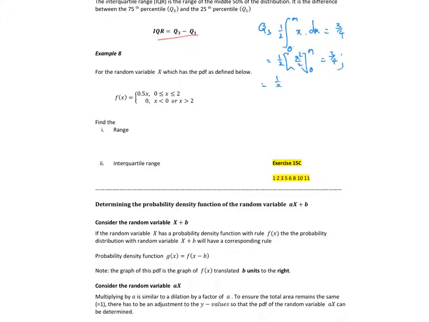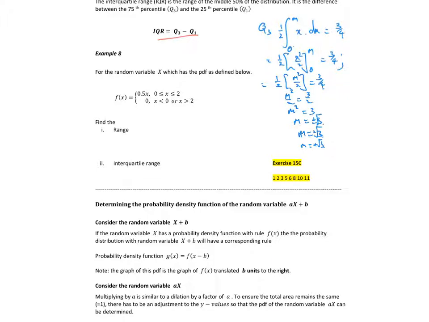which gives me a half of m squared on 2. So let's solve there. So multiply the 2 across. M squared on 2 is equal to 3 on 2. M squared is equal to 3. So m equals plus or minus root 3. So clearly m has to equal positive root 3. So that's my upper quartile.